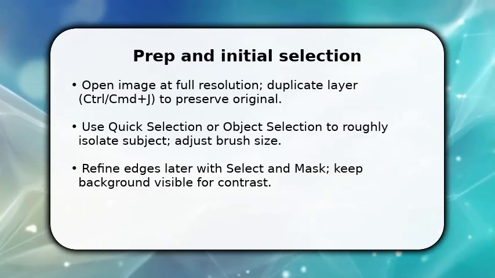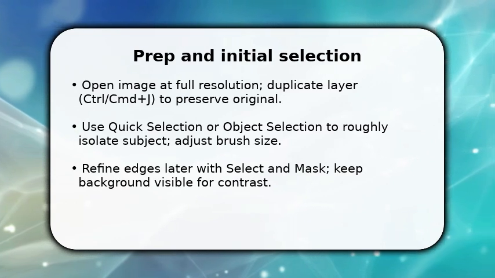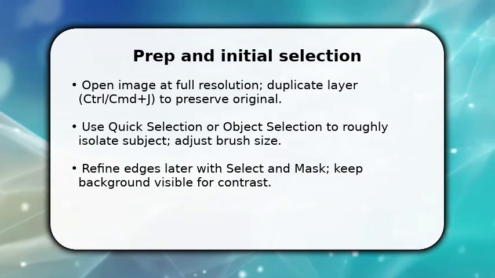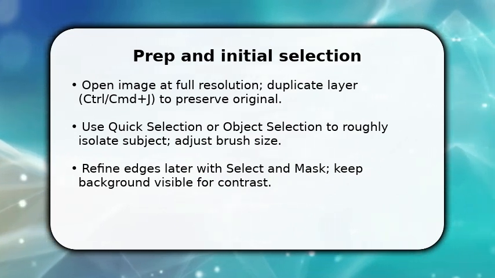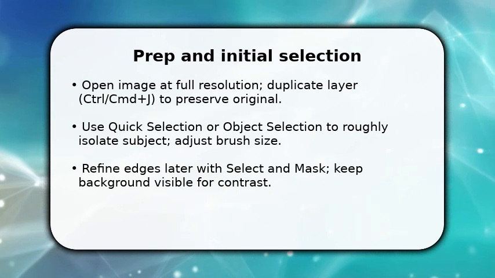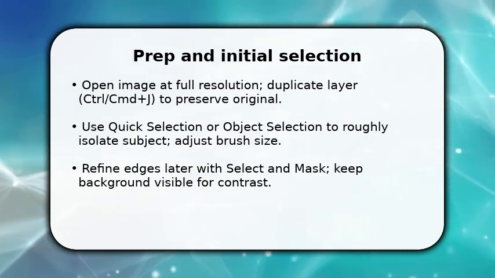You start by protecting your original. Duplicate the background layer so you can always revert. Next, choose the Object Selection or Quick Selection tool and drag across your subject to capture most of the outline. This gives you an initial mask quickly.